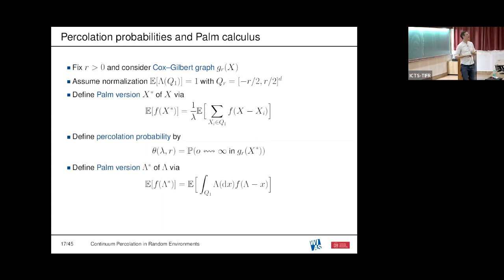So one way to think of the Palm version is you randomly, uniformly select a point in the unit square, and you look at the point process from the perspective of this point, from the typical point. This is the idea of Palm. We also need the Palm version of the environment, which is just similar. And then we consider the percolation probability. That is the probability that the origin is connected to infinity in the Cox Boolean model, or in the Gilbert graph, if you wish, under the Palm version. So now under this X star, I know that the origin actually is a point. We are now working only with a fixed radius. So basically back into this picture.